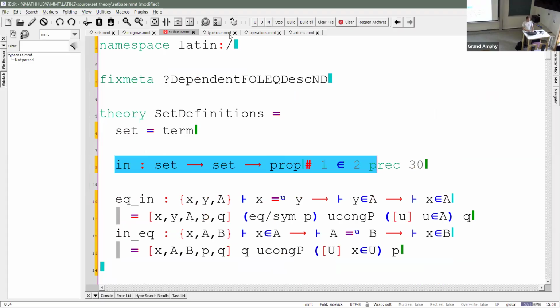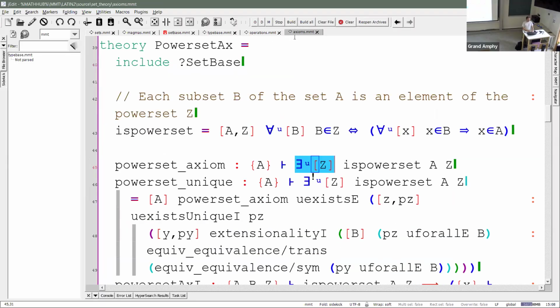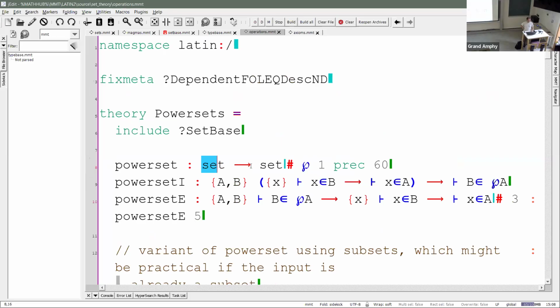And then set theory usually starts with some axioms, like the power set axiom, which says for every set A, there is a set Z, such that Z is a power set of A. And then using the description operator, we can actually turn that into an operation which maps sets to their power sets.